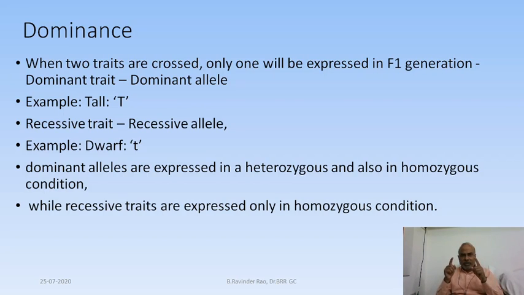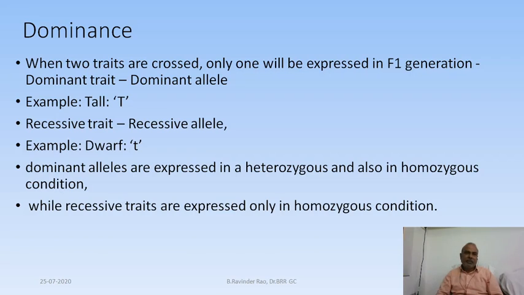When two traits are crossed, only one will be expressed. The expressed character is called a dominant character. What is not expressed? We are crossing pure breeds, keep that in mind. Only then is what I am saying correct. So only one will appear, that is called dominant. The other character is not expressed here. It doesn't mean that there is no such character, but it is there and is suppressed. The suppressed character will be expressed in the next generation. That means whatever character is suppressed is called a recessive character.